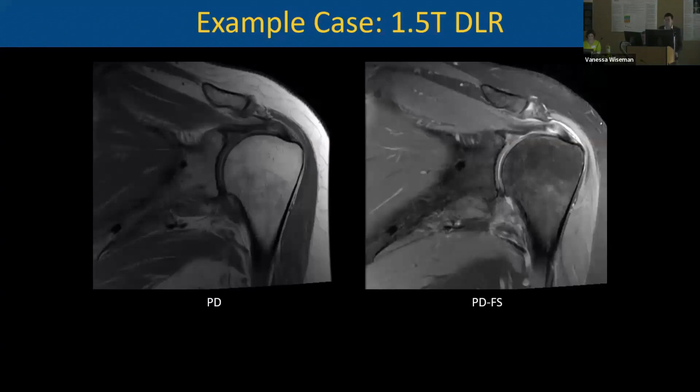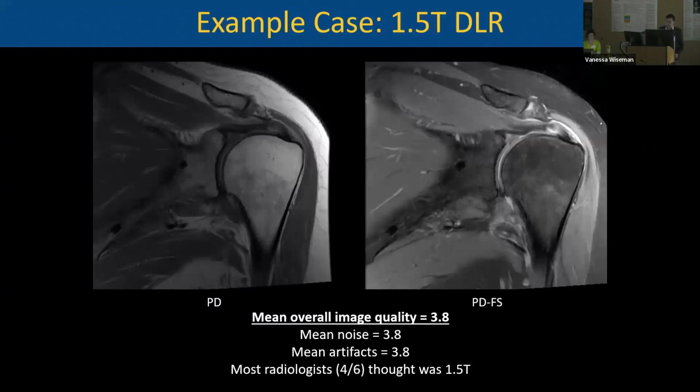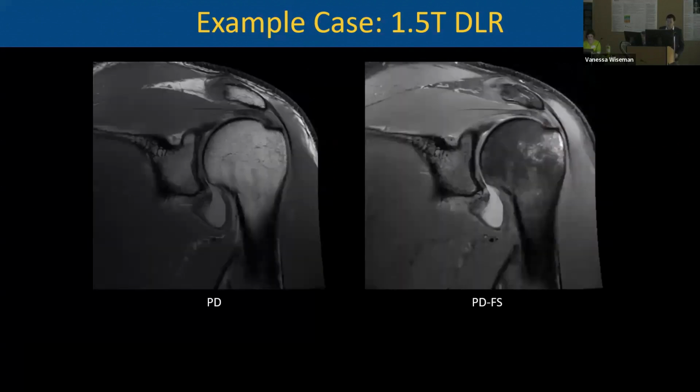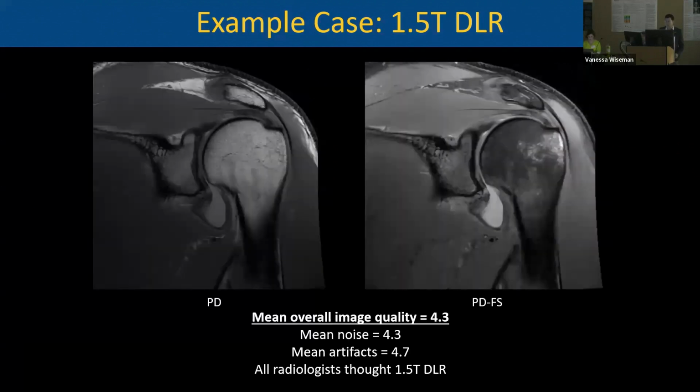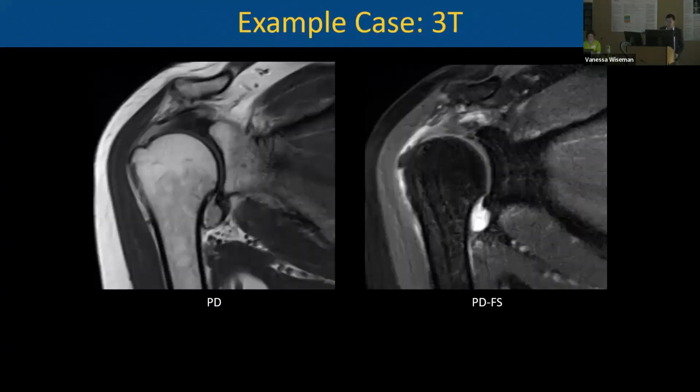Also some example cases here. This is a 1.5T DLR case. This was assigned an overall image quality of 3.8, and most of our graders correctly identified this. Another 1.5T DLR case with a slightly higher overall image quality of 4.3, and all of our graders correctly identified this. This is our 3T case.